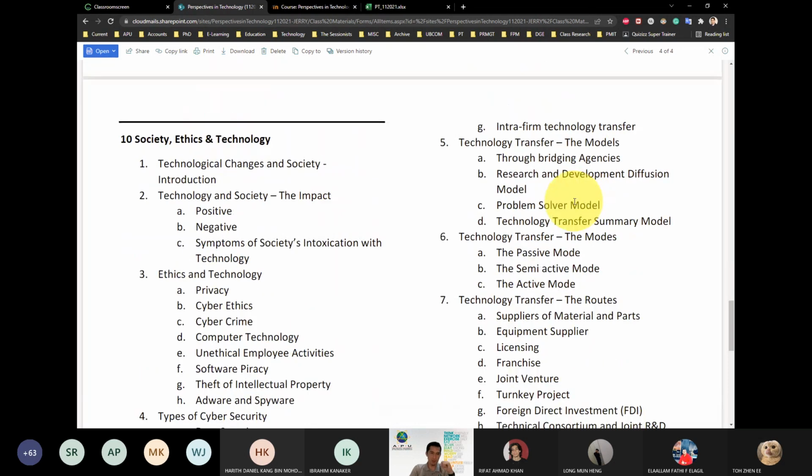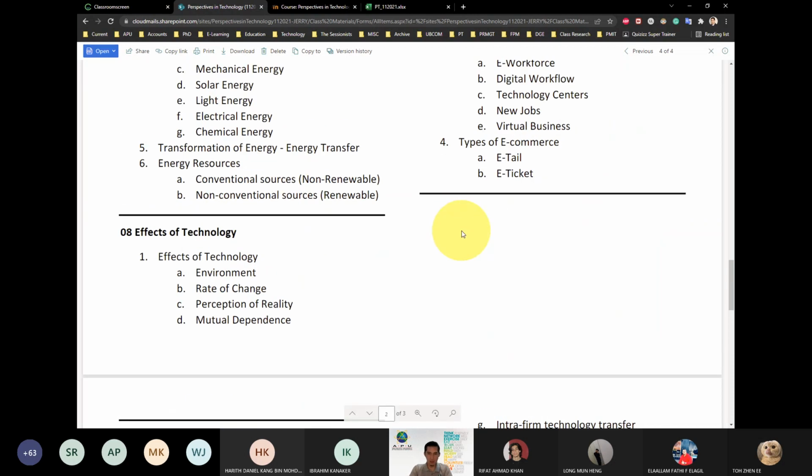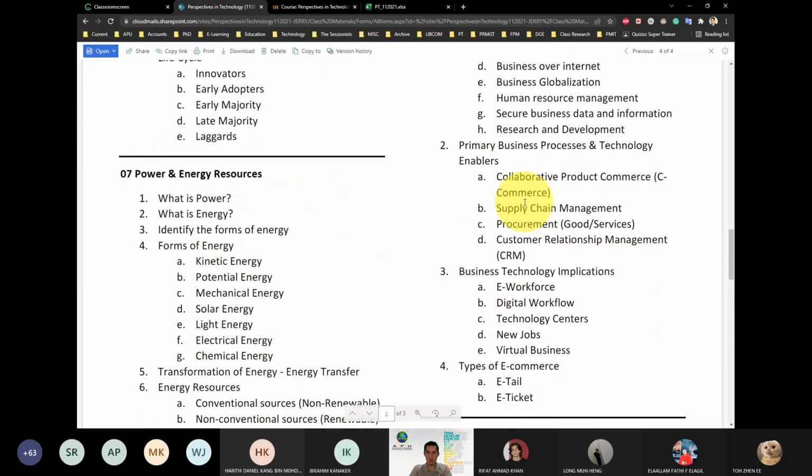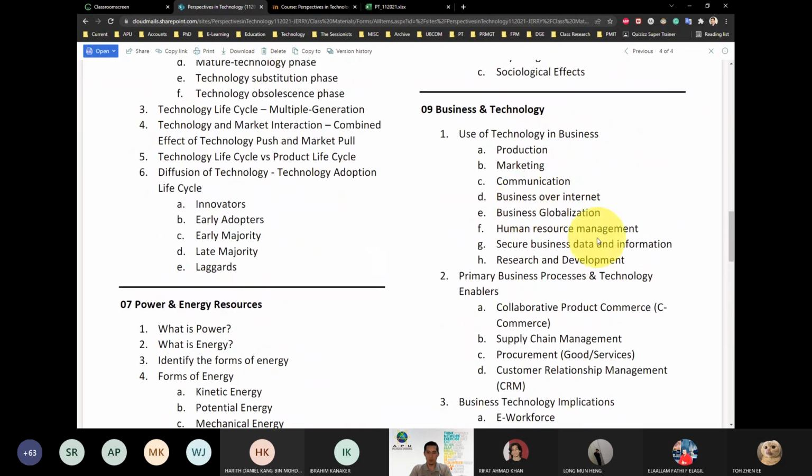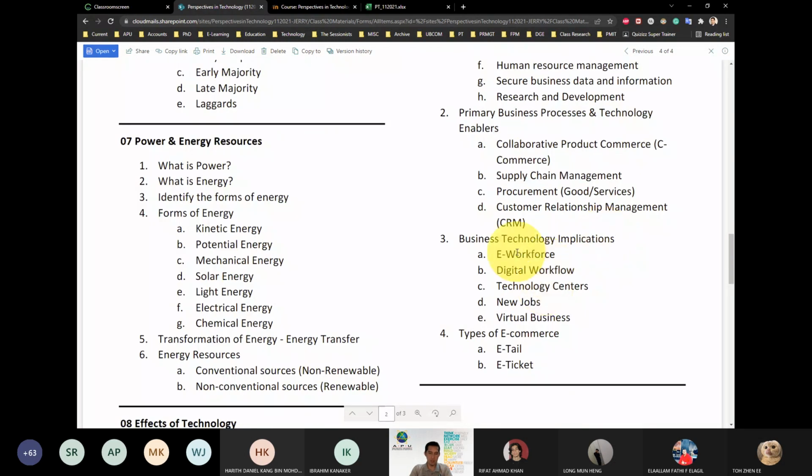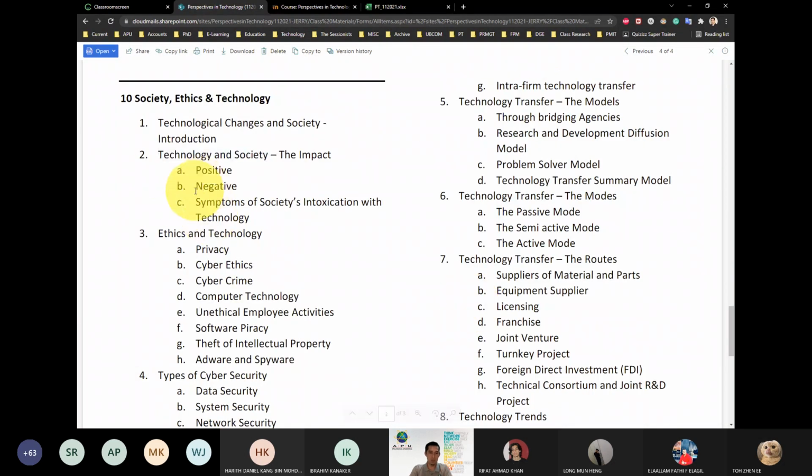Second last topic, which is society, ethics, and technology. Here, of course, we look into when you are evaluating both technology and society, what has technology done? Both positive and negative. You see here again, similar to the one before, where you look at the implications of business and technology in terms of the positives and negatives as well. So you do the same thing here.